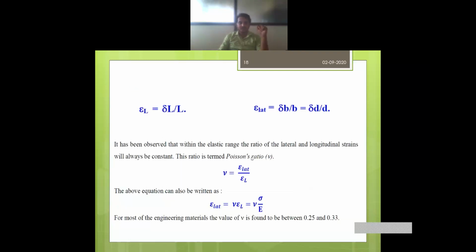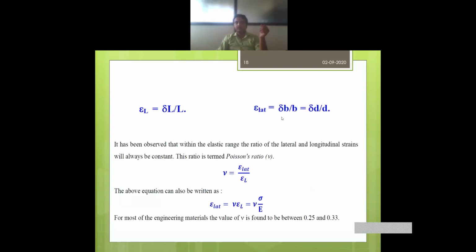The longitudinal strain can be calculated as change in length by original length. Change in length by original length is the longitudinal strain. If I compress, the original length was 10 centimeter, and when I compress, it becomes 8 centimeter. So the difference is 2 centimeter divided by 10 centimeter. Or if I elongate, it will become 12 centimeter, so it increased by 2, 2 divided by again 10 centimeter. That will give you the longitudinal strain.